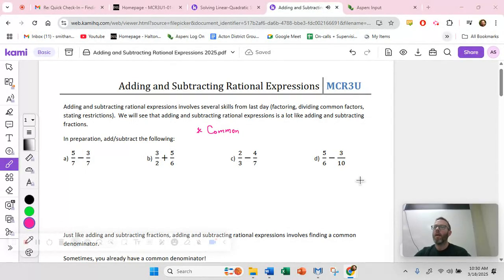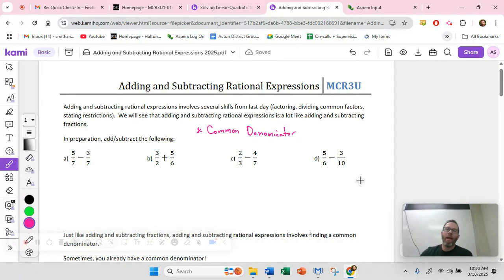All right, so what I was saying before I was so rudely interrupted was to add or subtract fractions, you need a common denominator. That's not new for you guys. We didn't need a common denominator to multiply and divide, but we do to add or subtract.